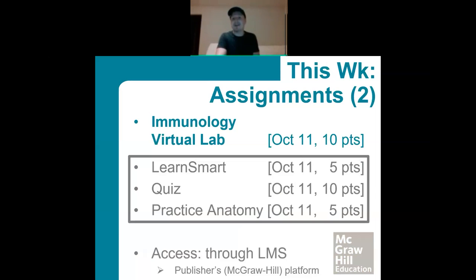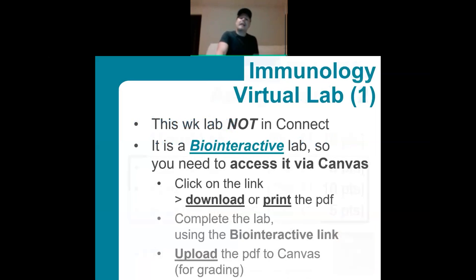It's easier in a way of technical application. So you will not access this lab from the Connect, where you normally find all of your homework. Instead, you need to access this lab through our Canvas course. So make sure you come to the Canvas when you are taking this lab.